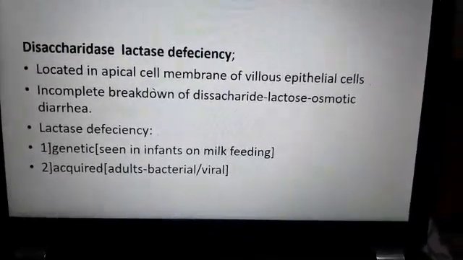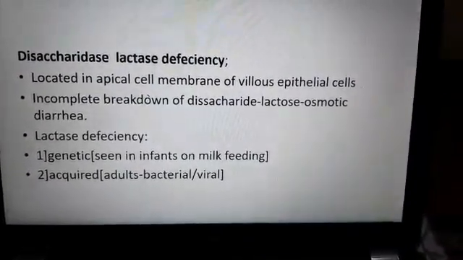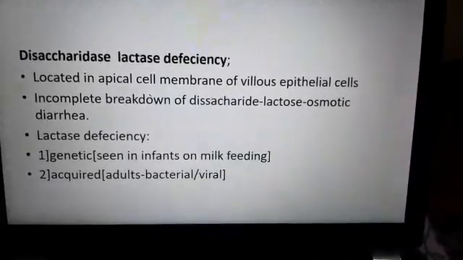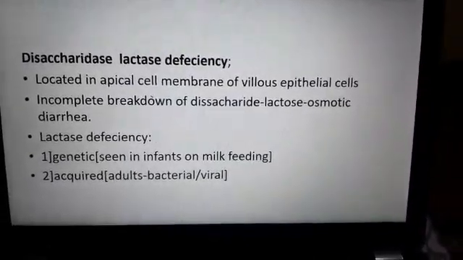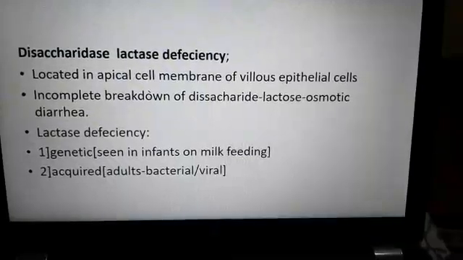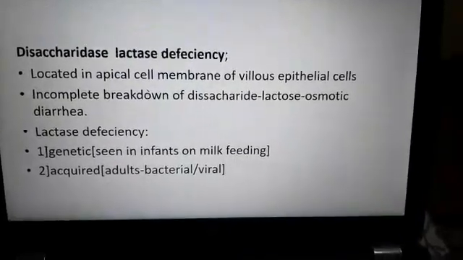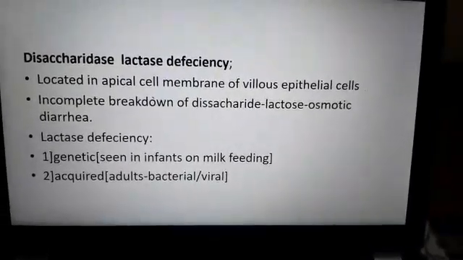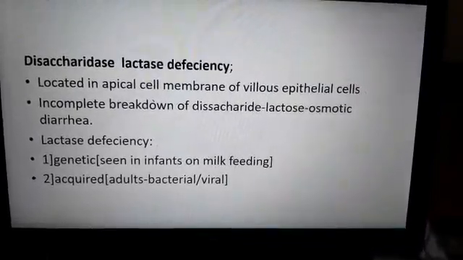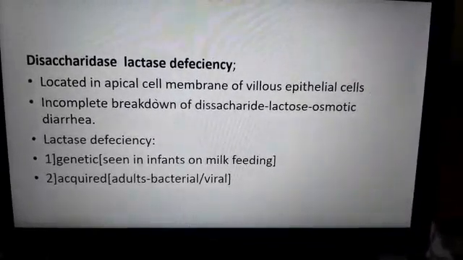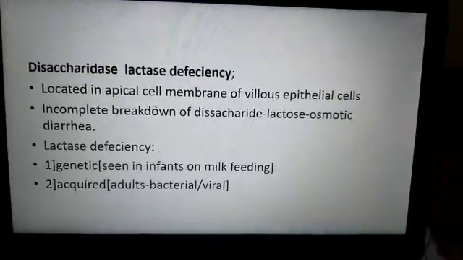So lactose intolerance, hope you all have heard about it. Yes, that will be because of this enzyme disaccharidase lactase deficiency. So there will be incomplete breakdown of the disaccharide lactose. That will lead to osmotic diarrhea. It can be seen in infants, that is genetic, and it can be acquired due to bacterial or viral infection.